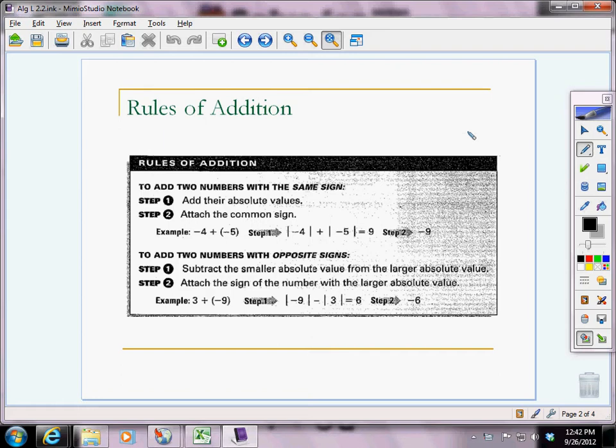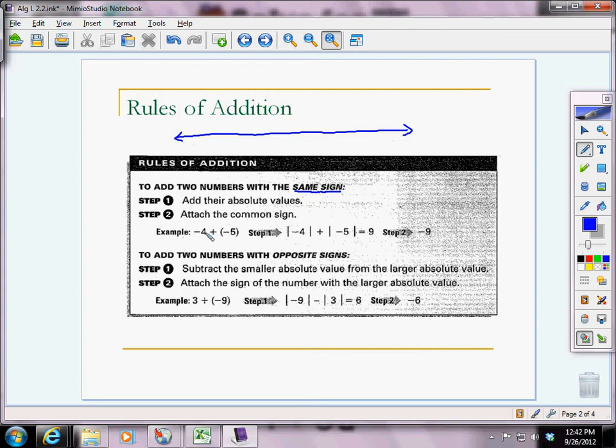Feel free to pause any of these slides if you'd like to write down these rules, but they're the same rules you've seen in the past. And I apologize that they turned out pretty grainy over here. But it says to add two numbers with the same sign, you add their absolute values and attach the common sign. In the past, we've thought of it maybe in terms of a number line.